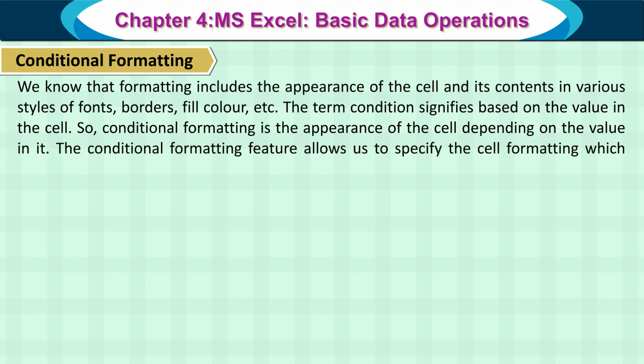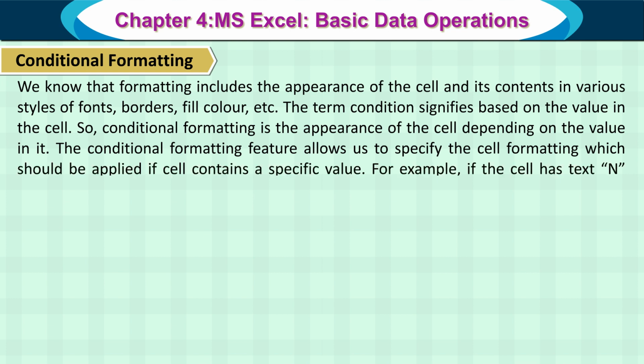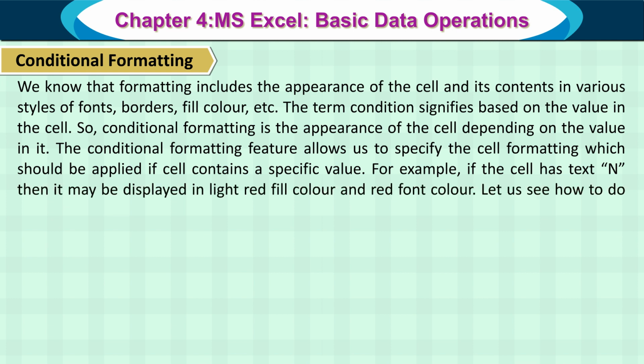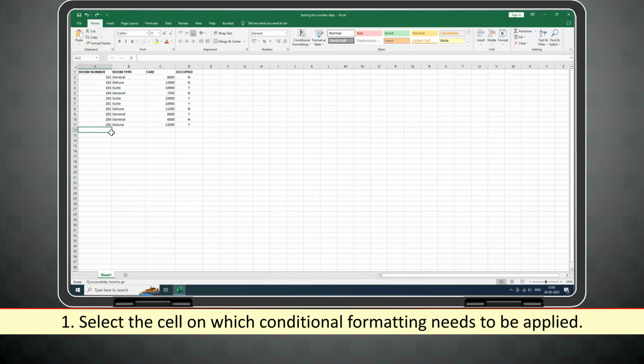The conditional formatting feature allows us to specify the cell formatting which should be applied if the cell contains a specific value. For example, if the cell has text N, then it may be displayed in light red fill color and red font color. Let us see how to do this. 1. Select the cell on which conditional formatting needs to be applied.